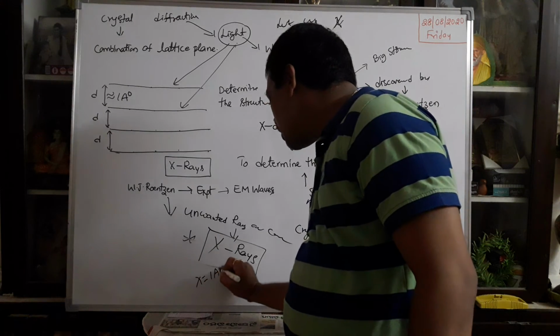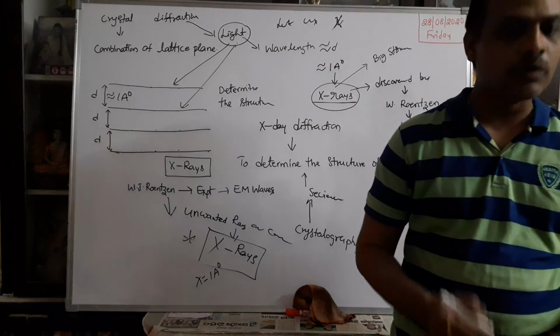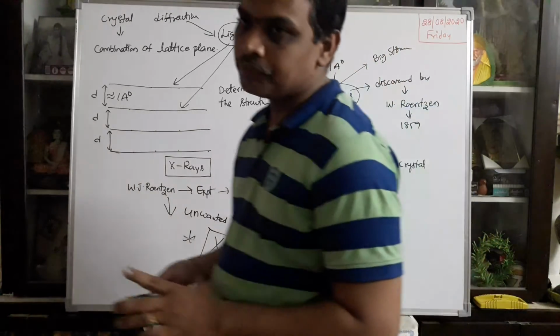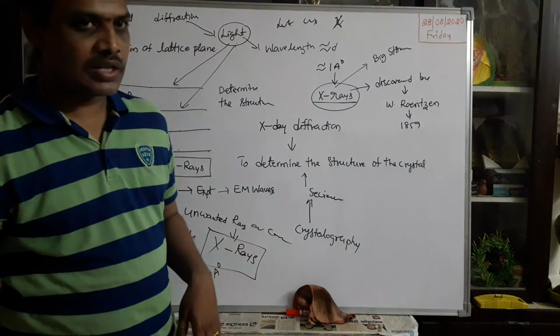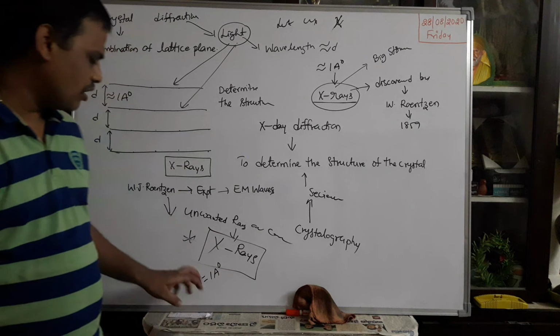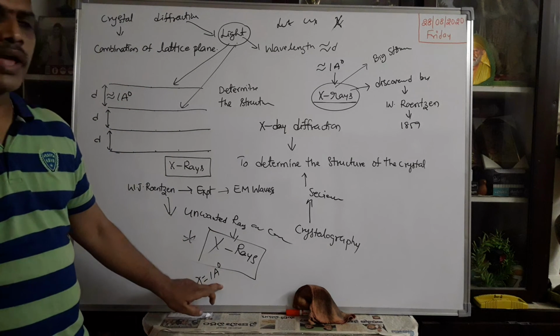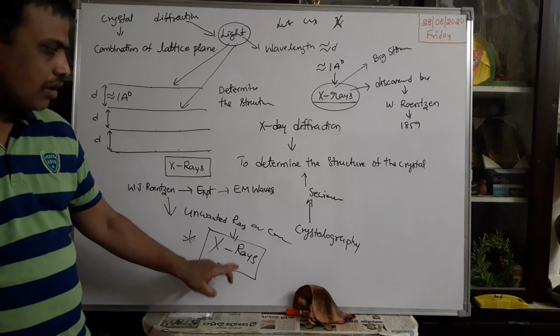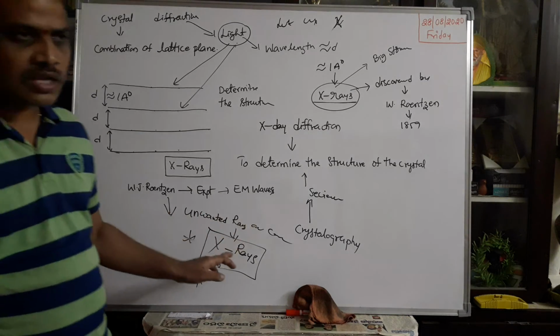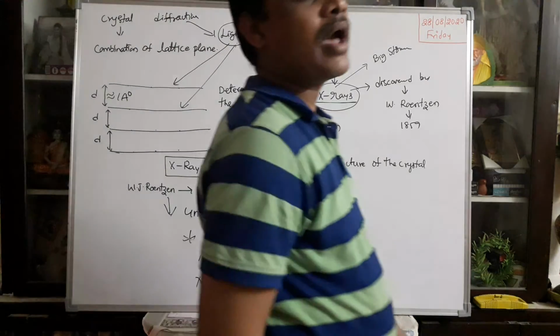is approximately 1 angstrom. He concluded on the calculation of the difference by using de Broglie's hypothesis in a different manner. They concluded the wavelength of X-rays is 1 angstrom. So these X-rays are both electric and magnetic, and these X-rays also can be taken as electromagnetic radiation.